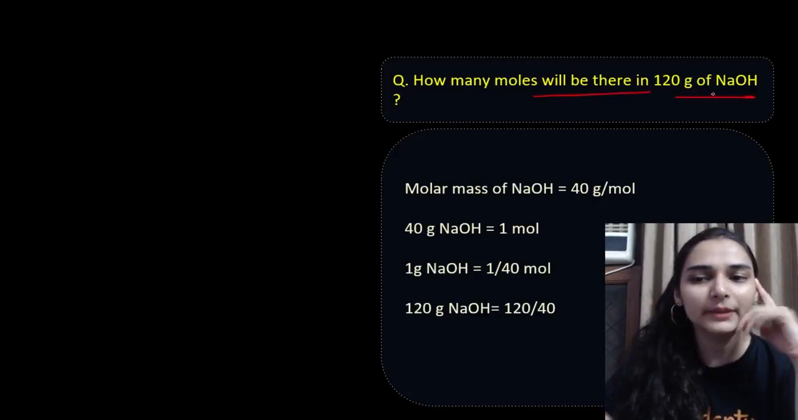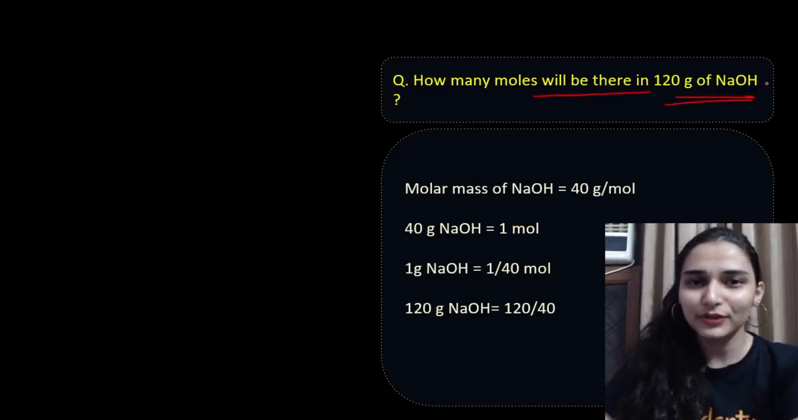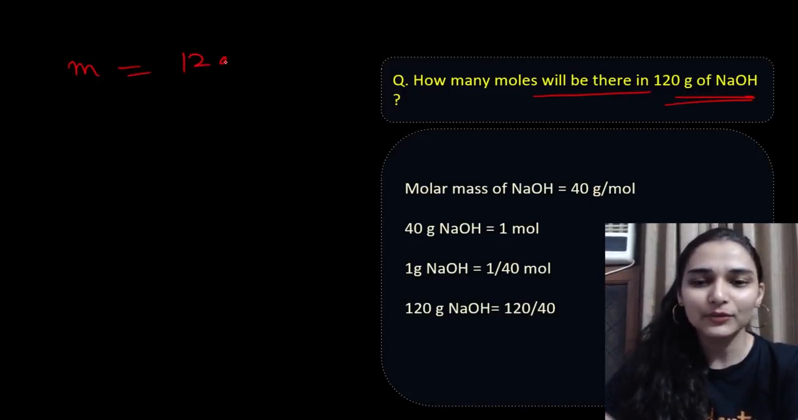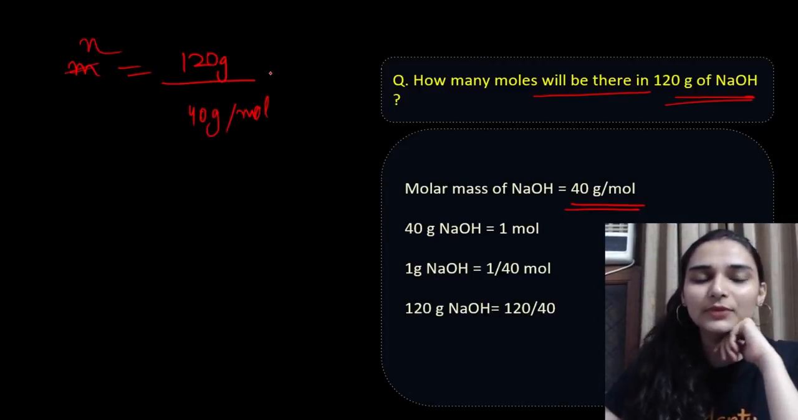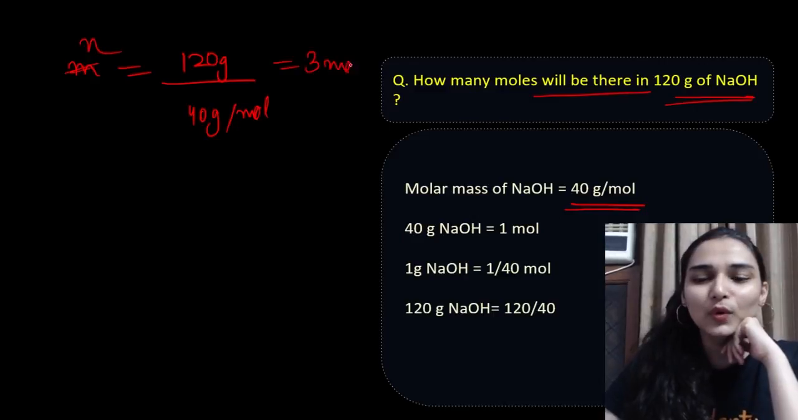How many moles will be there in 120 gram of sodium hydroxide? Moles. Mass given is 120 grams. So take the molar mass, 40 grams per mole. So you will get your answer. Okay, you can do it. Moles were asked, right? Yes. This is 120, so it comes out to be equal to 3 moles.